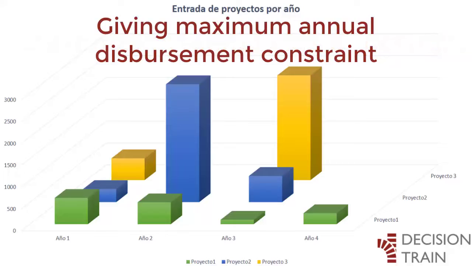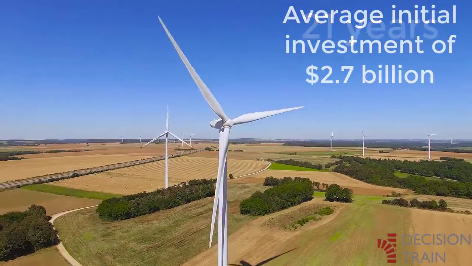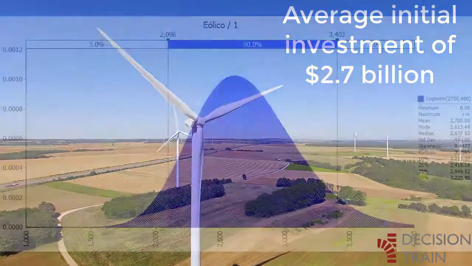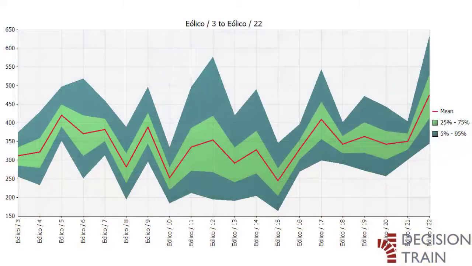annual disbursement constraint. For example, this wind project at 21 years requires an average initial investment of $2.7 billion, with the variability described by this lognormal curve. Likewise, each of the project's annual flows has been previously described with its probability curves.